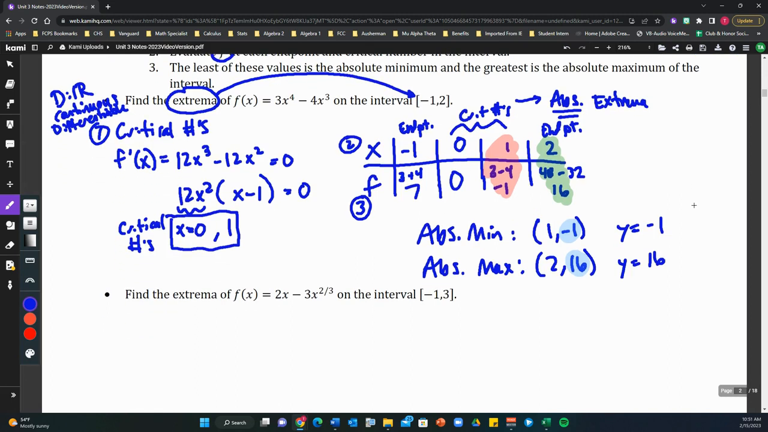But the process will not change. Find the critical numbers, use those along with the endpoints to test, and see which y values are biggest and smallest. Those are our extrema.